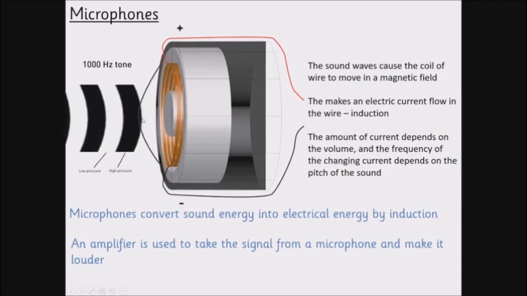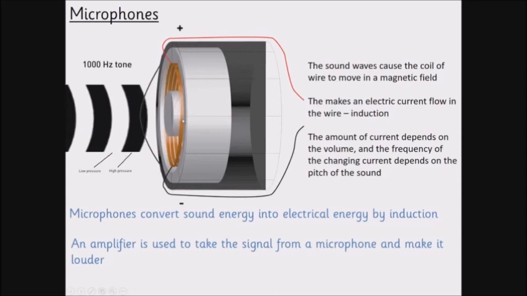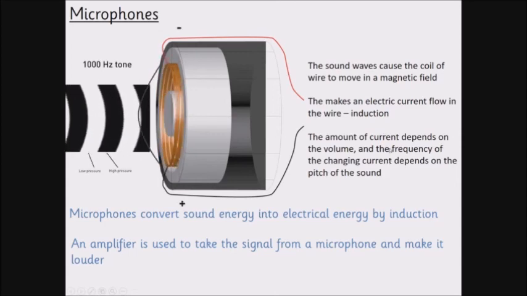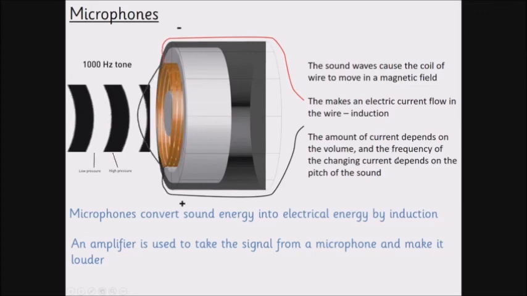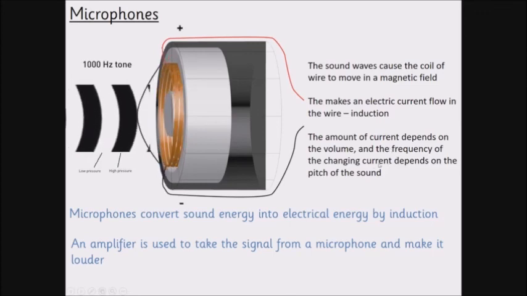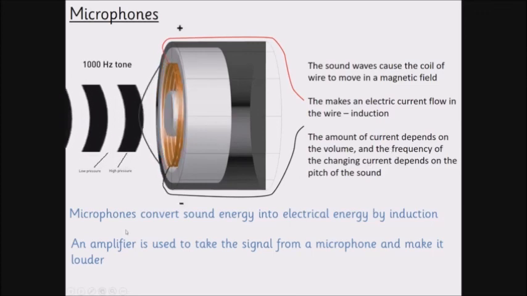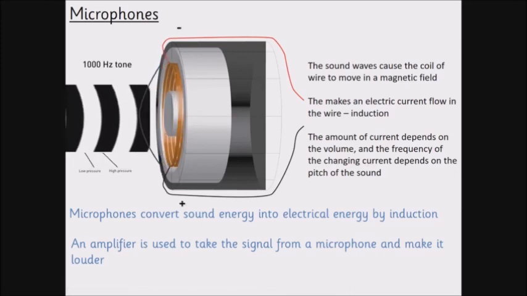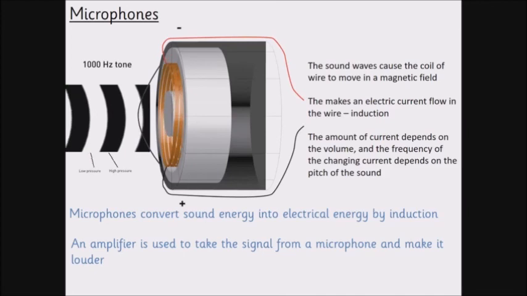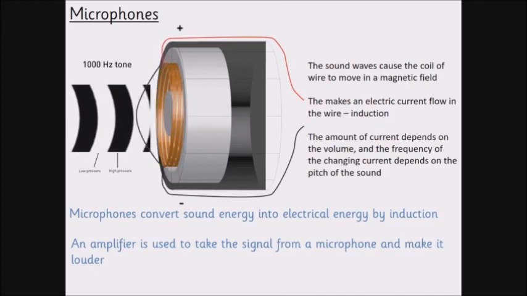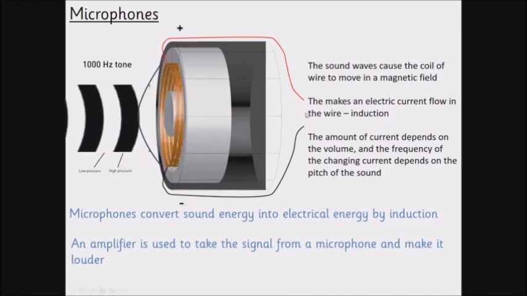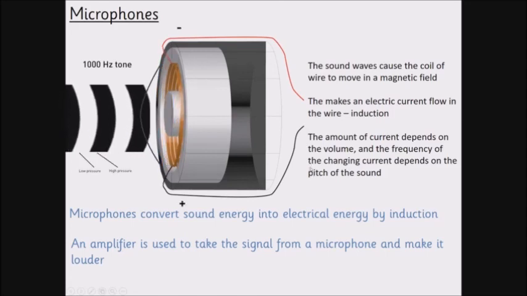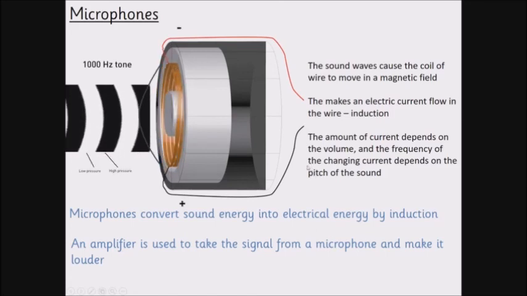How loud or quiet your voice is will affect the amplitude of the vibration. And so the loudness will affect the amount of current, the frequency or the pitch of your voice will affect the frequency of the current. So what microphones are doing, they're converting sound energy into electrical energy by the process of induction. And then what you would do, you plug an amplifier into this, and an amplifier takes the signal from the microphone and just makes it louder. Okay, and we looked at the loudspeaker in last lesson.